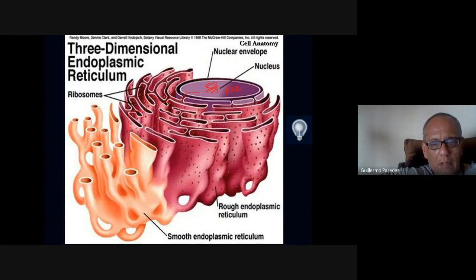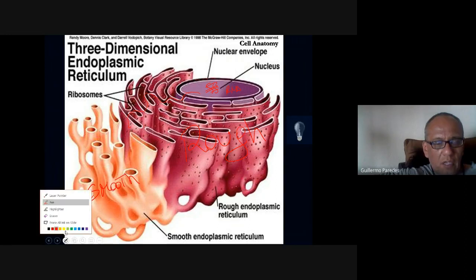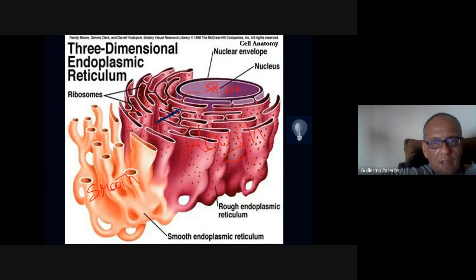The endoplasmic reticulum has two components: the smooth, and this is the rough. Why is it smooth and rough? Remember that we were talking about where it's going to happen: the translation. Remember the translation? The translation will be like this.